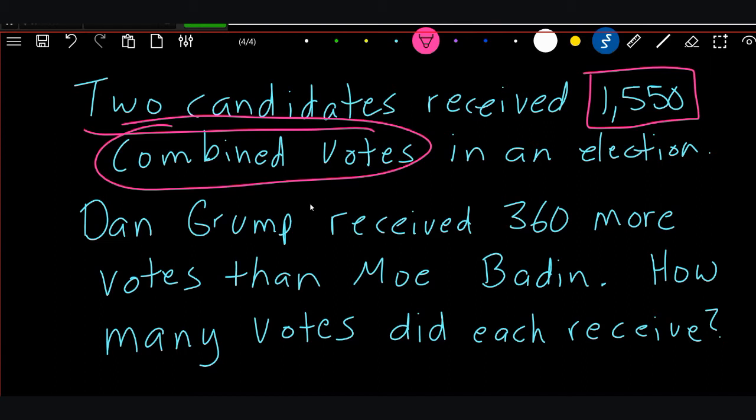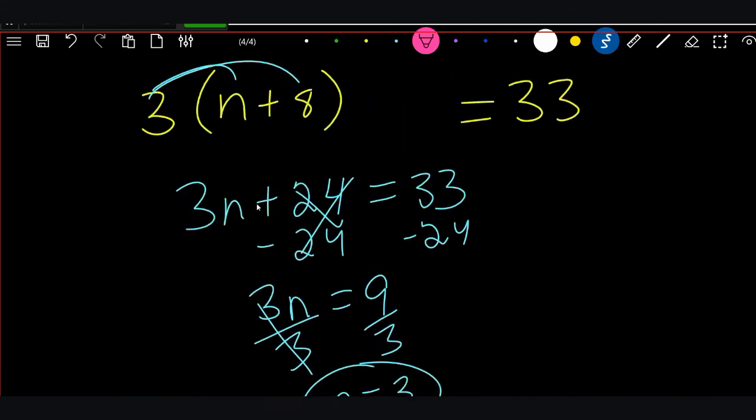Can we go, okay, Grump, we'll call him a G, and Baden, we'll call him a B. Okay, so G and B. All right. No, I can't do that. Why not? Well, let's look at the steps.